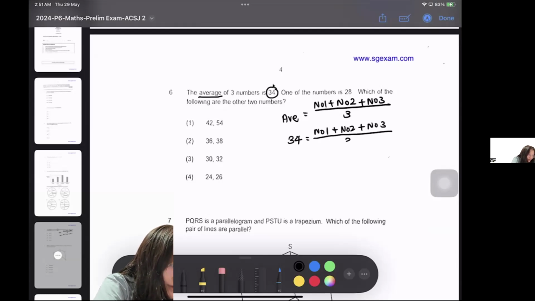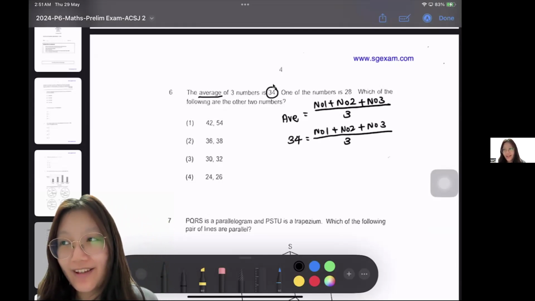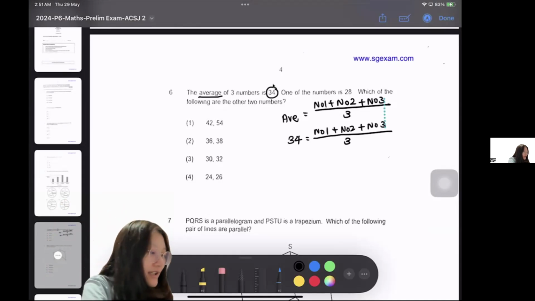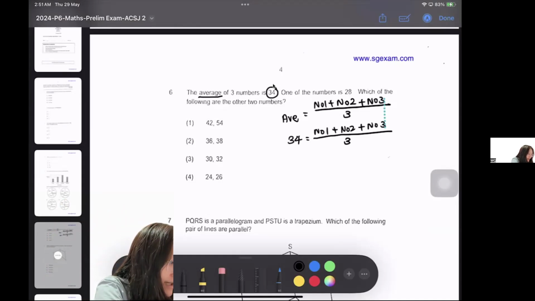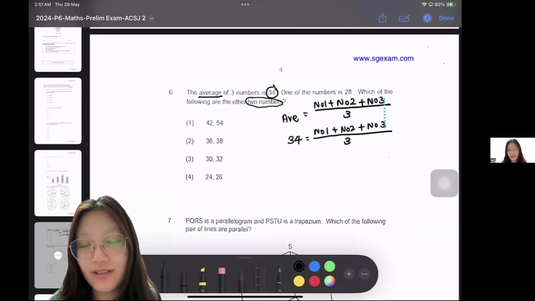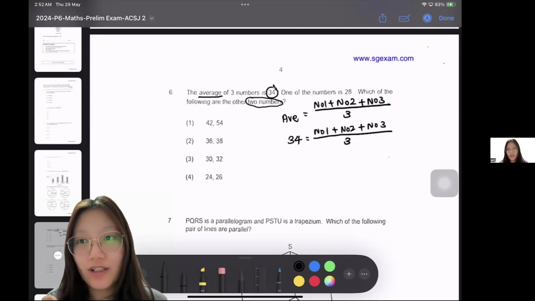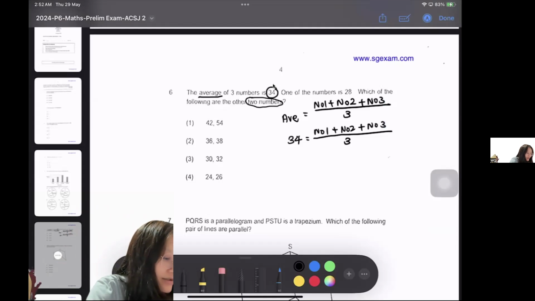Okay, so what we need to do when we already form an equation is that we need to bring over the numbers so that we can eventually get the answer to the question, which is finding the other two numbers, right? This is the question. You need to find two of the numbers. And then they also tell you that one of the numbers is 28, so you can actually put in 28 in the equation. Okay, so let's put in 28 into the equation.